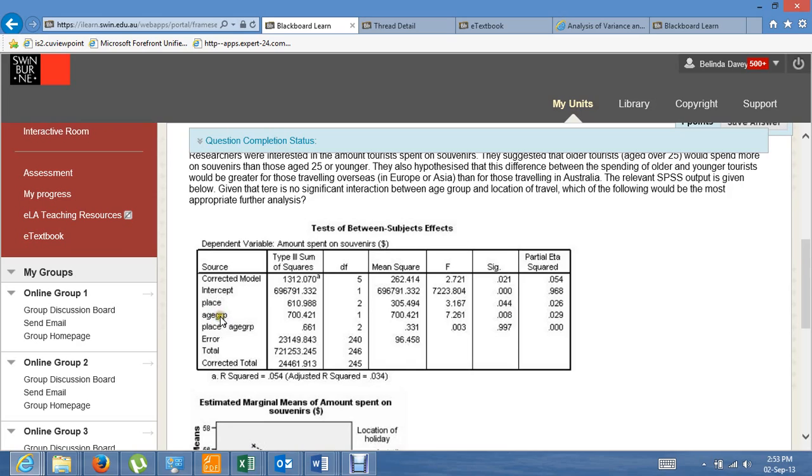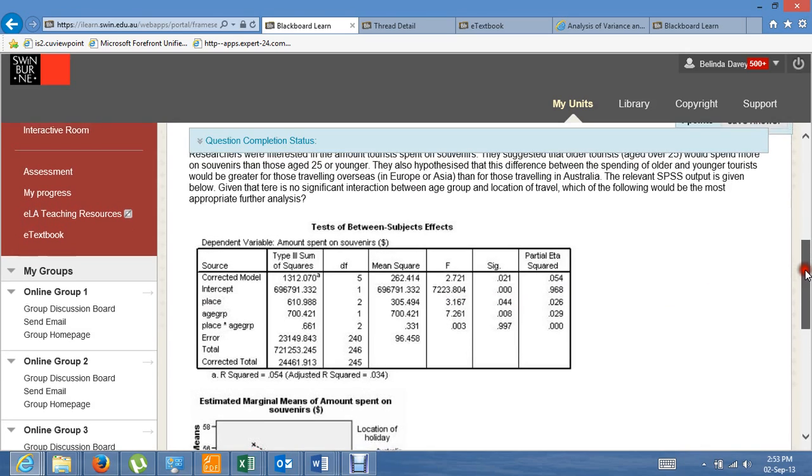Age group had only 2 groups, so we don't need to do follow-up analyses because if there's only 2 groups, you obviously know which groups differ from each other. Place is an IV with 3 groups. So we've got Australia, Europe and Asia, comparing Australian travellers to Europe and Asian travellers. So we'll do follow-up analyses for the IV place, and we have a specific hypothesis of comparing, we think that the difference between the spending of older and younger tourists will be greater for those travelling in Europe or Asia than for those travelling in Australia.